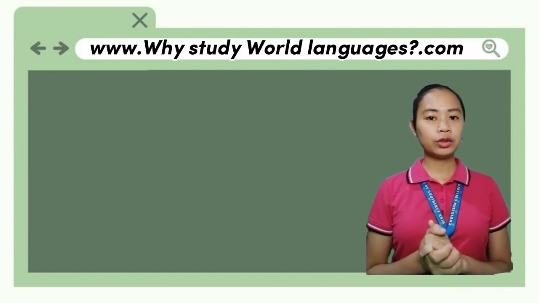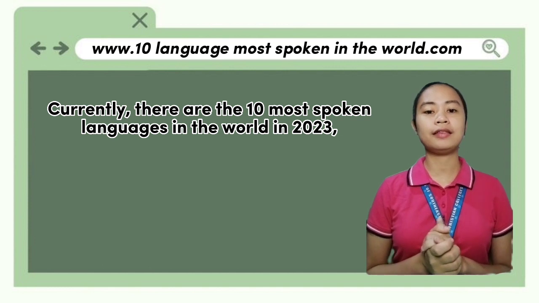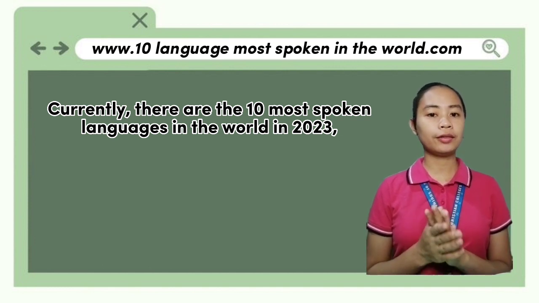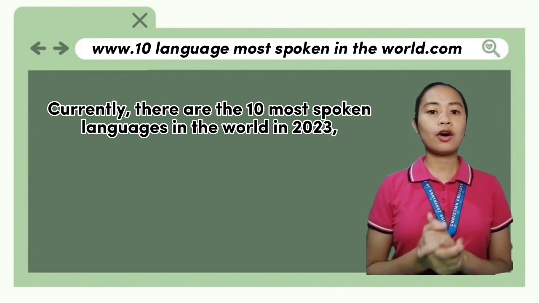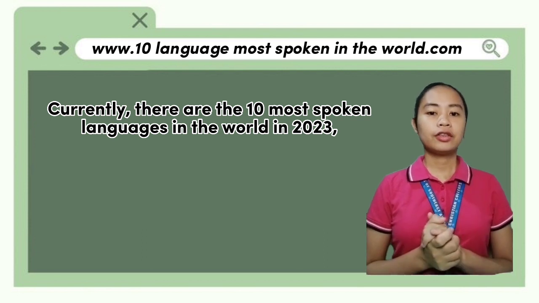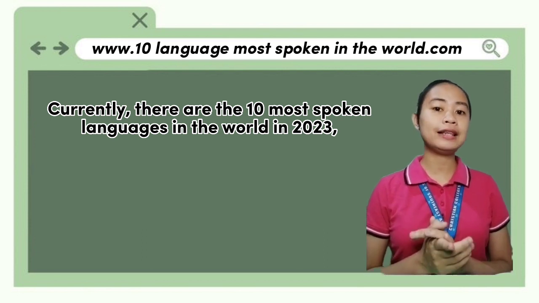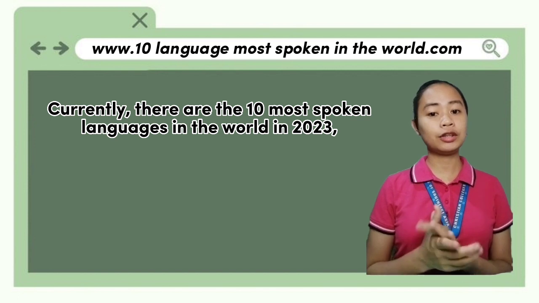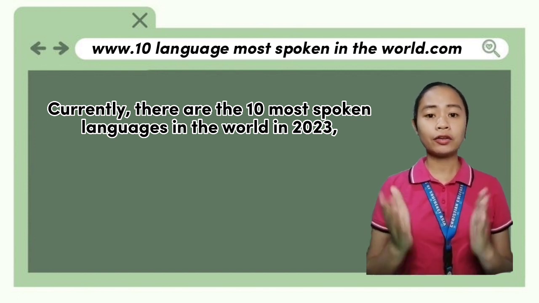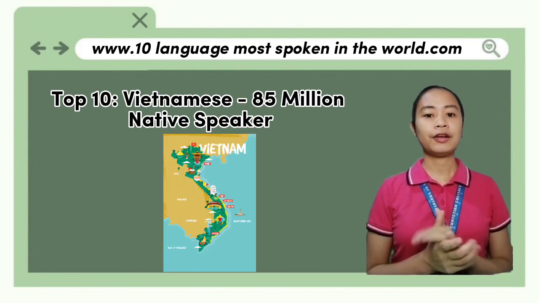Next, we're down to the most spoken languages in the world. According to Ethnologue, Languages of the World, currently there are 10 most spoken languages in the world in 2023. So what are those? Top 10.